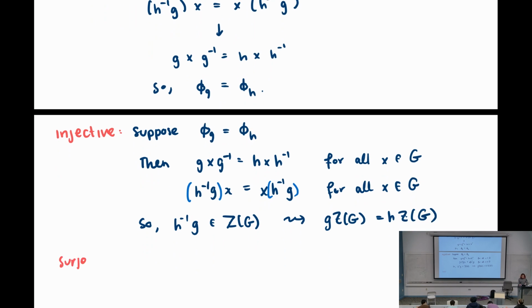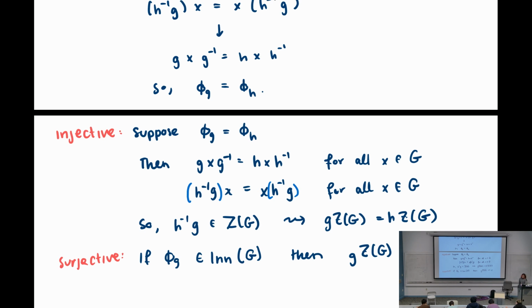Okay, so we've just reversed the argument above to see that our correspondence is injective. Surjective comes very easily. This is basically by construction. If phi g is an element of Inn(G), because all elements of Inn(G) have this form, then the coset that maps to it is the one gZ(G). Okay, so now we know that our correspondence is injective and surjective. So the last thing that we have to show is that it's operation preserving.